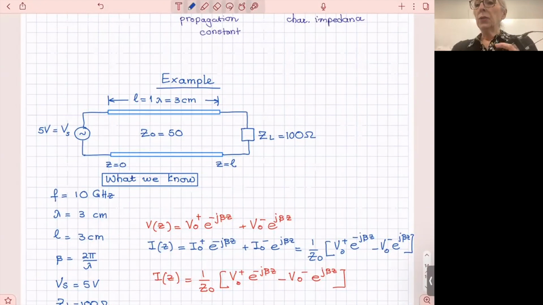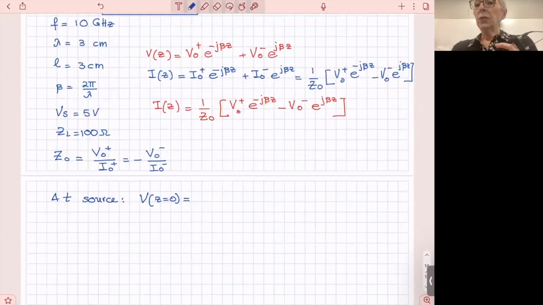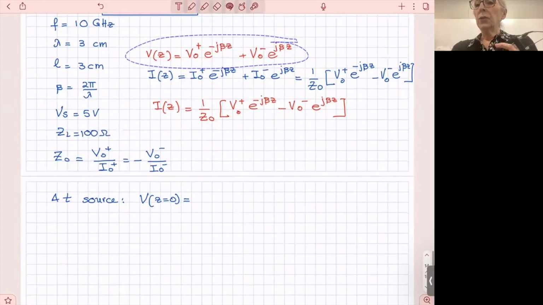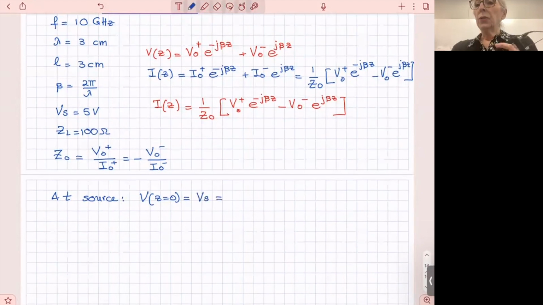5 volts, right here. This is 5 volts. We know that. Therefore, from this equation, V of Z when Z equals 0 is 5 volts. You can call it V sub S, is 5 volts. All right, so that is one condition.